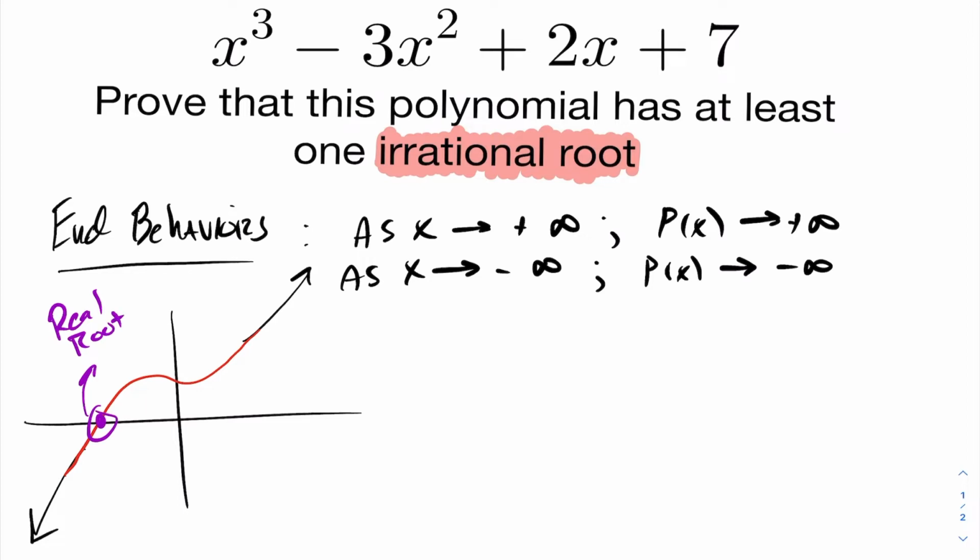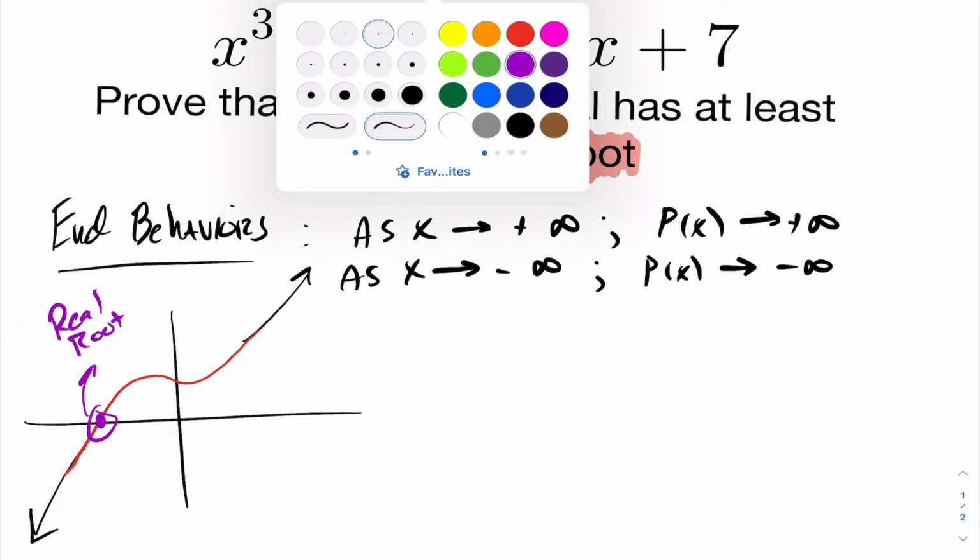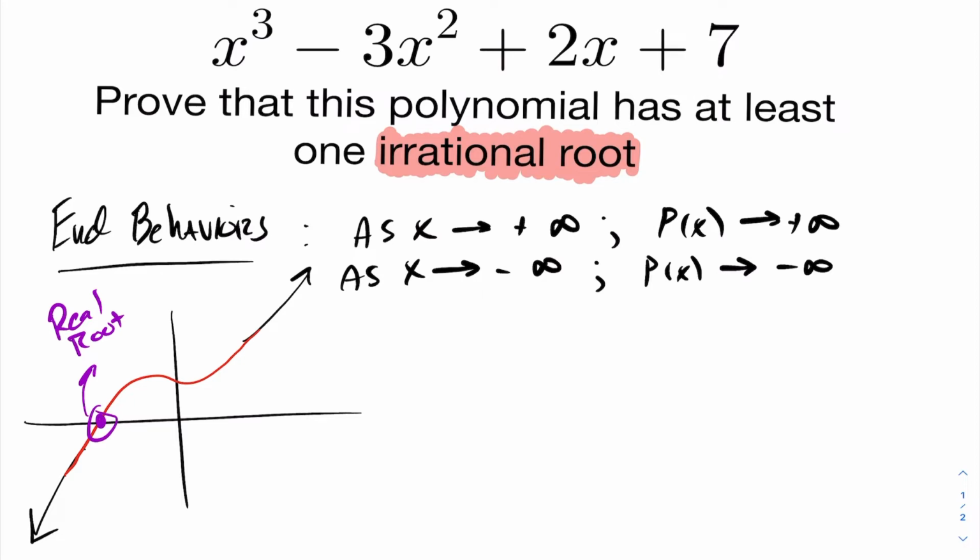So what we need to show now is that it is a real root, but more precisely, that root is irrational. This is where the rational root test comes into play. If you missed the lesson on the rational root test, I will link that in the top right-hand corner. For those of you who've seen it, let's apply the rational root test.